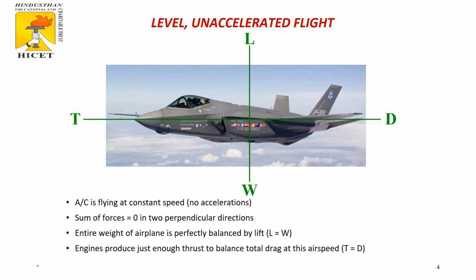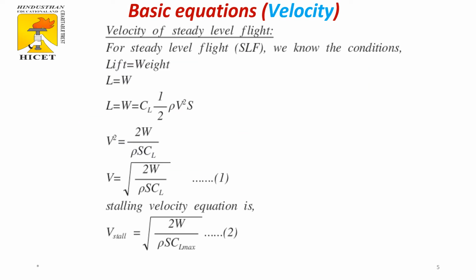So this is your level unaccelerated flight. The aircraft is flying at a constant speed, and the sum of forces acting on it will be zero. The forces in the two perpendicular directions are counteracted by each other, as you see in the last slide. That is, thrust equal to drag, lift equal to weight. So the entire weight of the airplane is perfectly balanced by the lift, and the thrust produced by the engine is totally counteracted by the drag on the airplane.